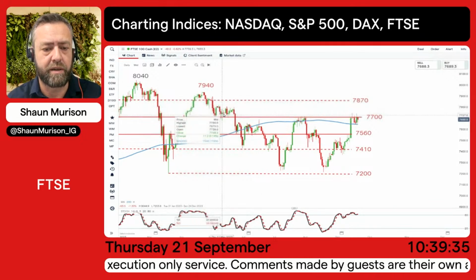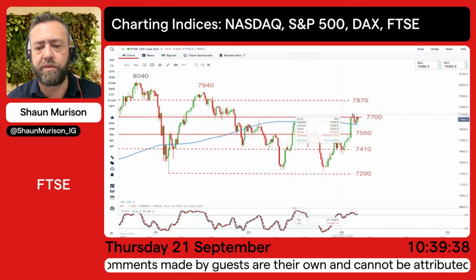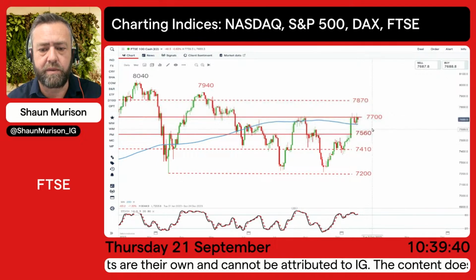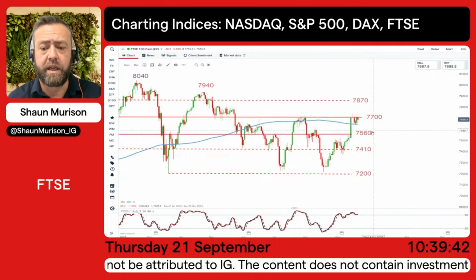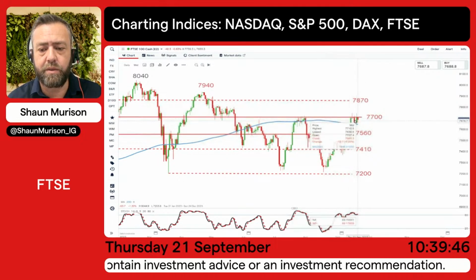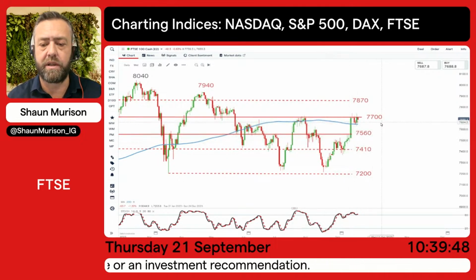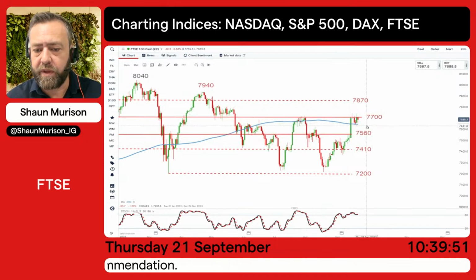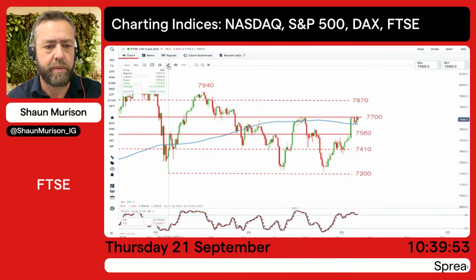Previously, when the price came from above, it found support at that level, and now we're finding resistance at that level right now. So the longer term trend is sideways. We've been trading nicely between those levels. Now we're watching to see how we handle this 7,700 level. There's a bit of an inverse correlation with the pound.